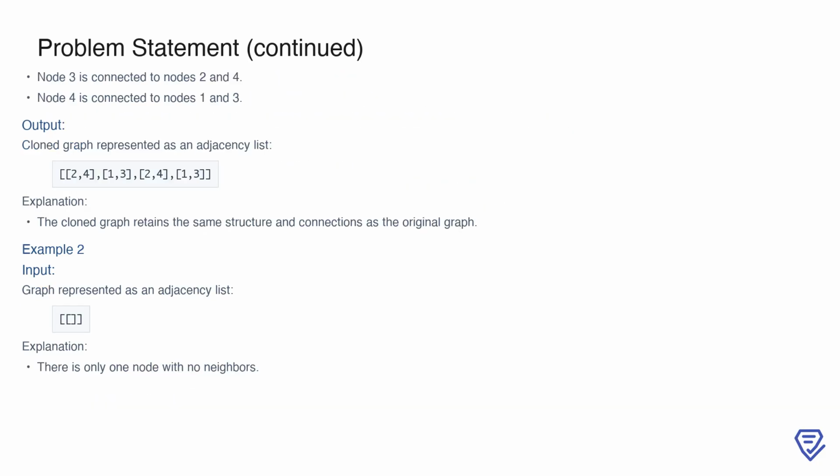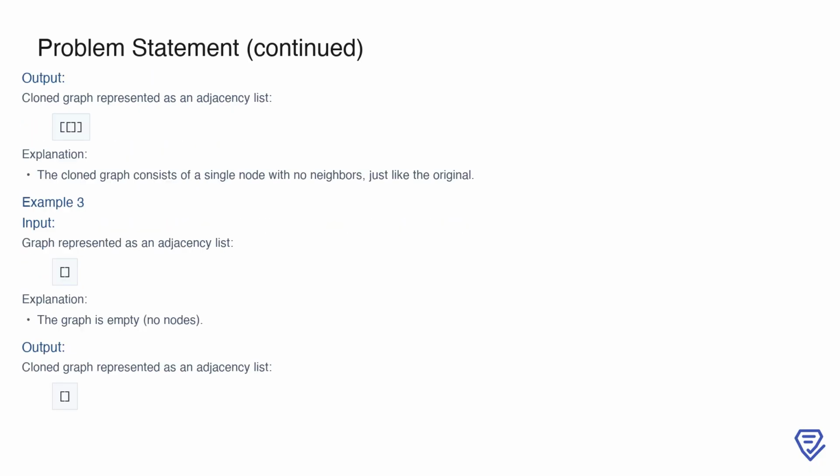To better illustrate this, let's look at the first example, where the input graph is represented as an adjacency list, [[2,4],[1,3],[2,4],[1,3]]. Here, node 1 is connected to nodes 2 and 4, node 2 is connected to nodes 1 and 3, node 3 is connected to nodes 2 and 4, and node 4 is connected to nodes 1 and 3. The output for this example is a cloned graph with the same adjacency list, [[2,4],[1,3],[2,4],[1,3]]. This demonstrates that the cloned graph matches the structure and connections of the original graph, but it's a deep copy, meaning the nodes are entirely new and independent entities.